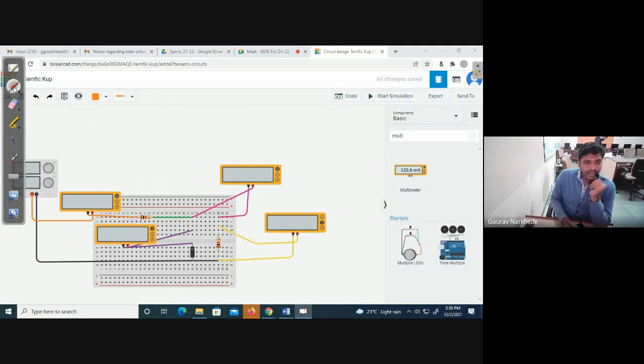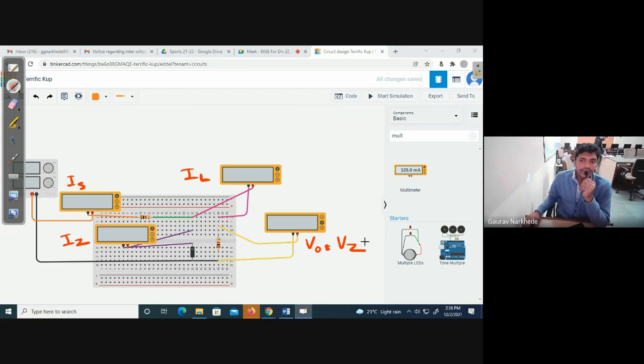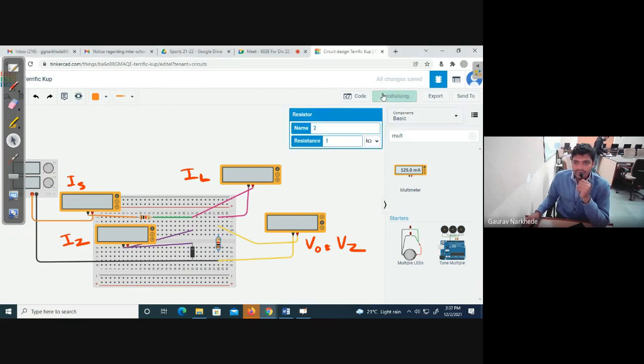So one more time I will have to write it. This is IS, this is IZ, this is IL, and this is VZ. Okay. And then I can change the value of this resistance from here. Now I'll just start simulation.